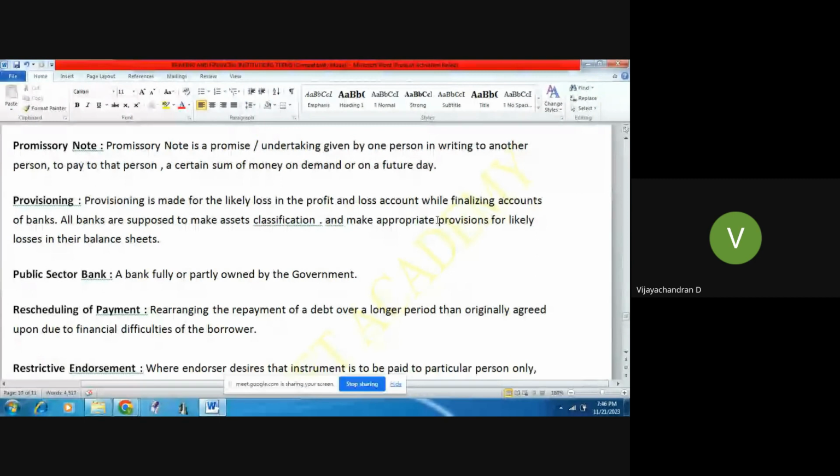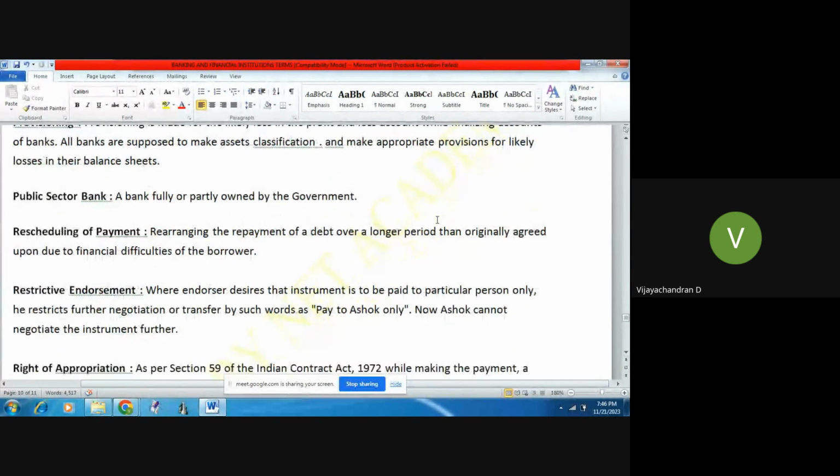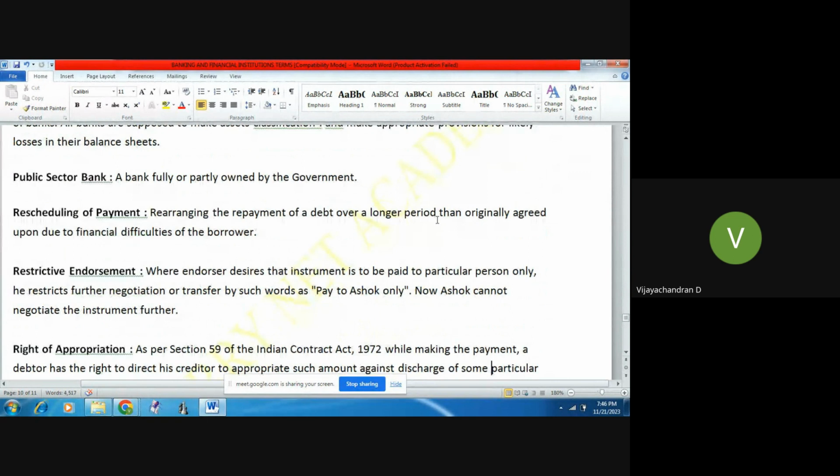Rescheduling of payment, that is you are revising your payment schedule. Restrictive endorsement is what I will say. At the reverse of your instrument, you are writing "pay only to A." Pay only to A means what? This cannot be endorsed to any other person. So it is restricted only to A. That is a restricted endorsement.